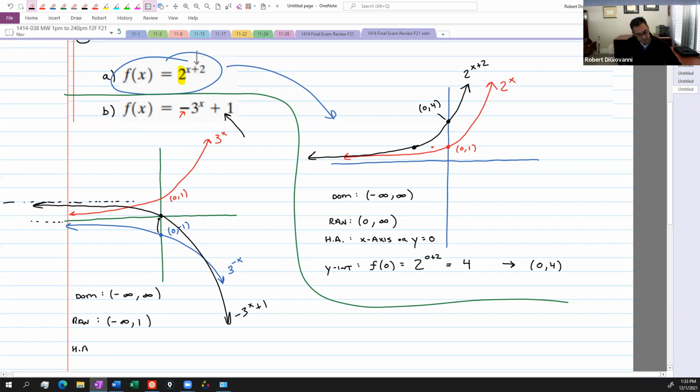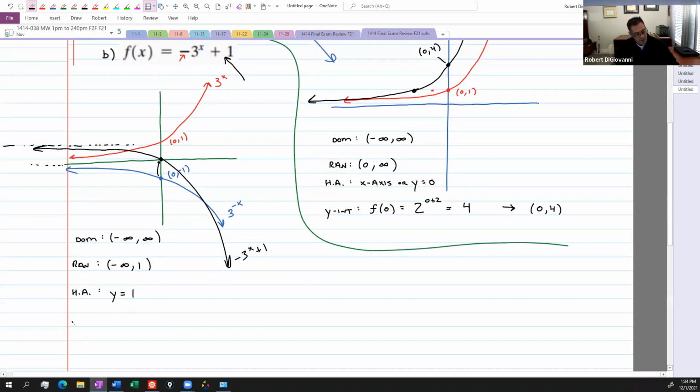Horizontal asymptote? Y equals 1. Now make sure you put y equals on the test. Don't just put the number 1. Y equals 1 is a horizontal line. X equals 1 is vertical. So we have to be very specific. We're talking about a horizontal line. And then we need the y-intercept. I think you can tell the y-intercept just by looking here. It looks like it hits at (0, 0), right? All you'd have to do is plug 0 into the function and you would get that.